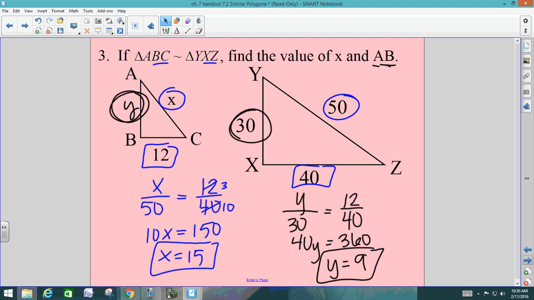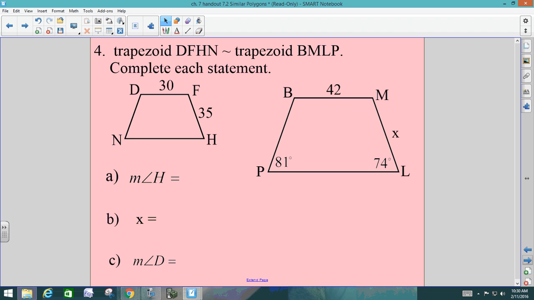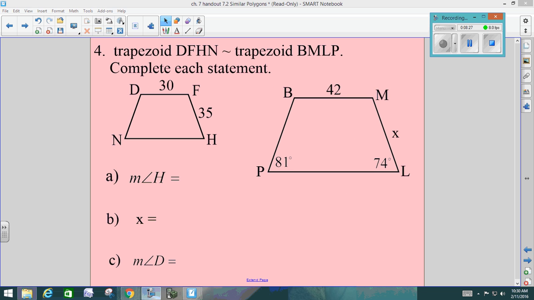Similar figures: congruent angles, proportional sides. Questions on number 3? Okay, flip it over and do number 4 on your own. Okay. For number 4, they tell us that the trapezoids here are similar, which means they have congruent angles, and their sides are in proportion.